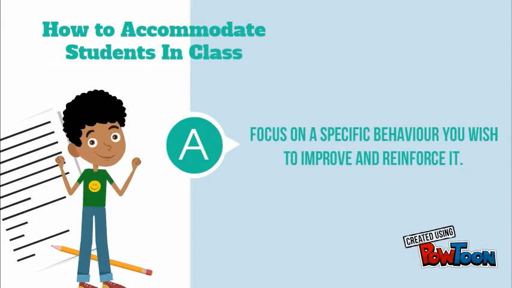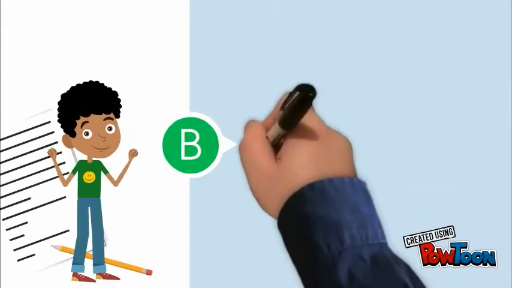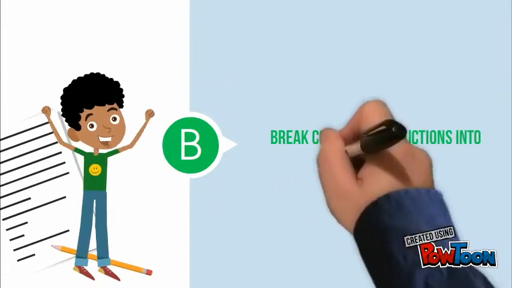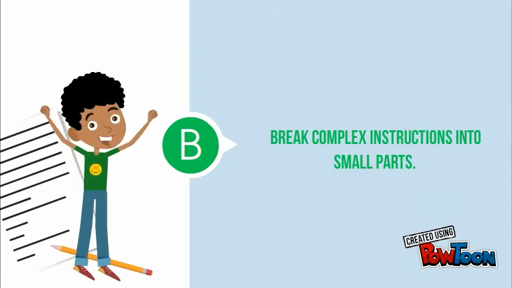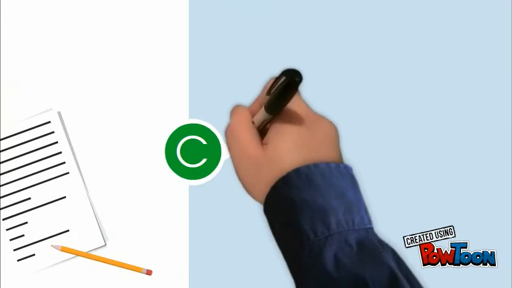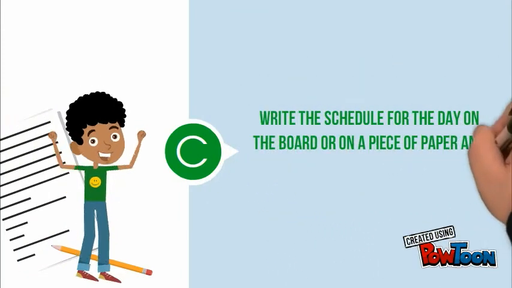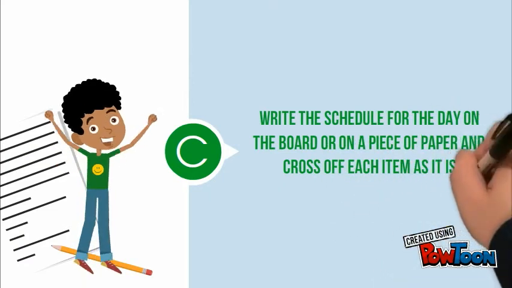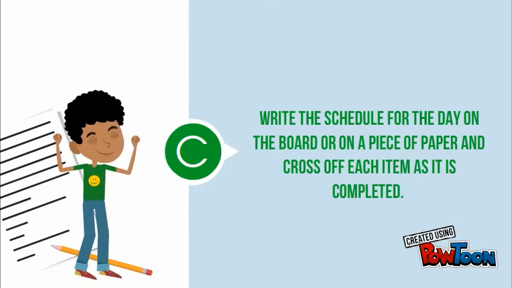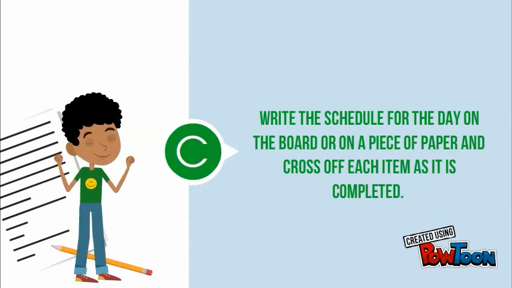Teachers can reinforce target behaviors by paying attention to the child and awarding jobs and extra free time. Break complex instructions into small parts because children with ADHD may have trouble paying attention. Because students with ADHD can be hyperactive, write the schedule for the day on the board or on a piece of paper and cross off each item as it is completed so that the student stays on task.